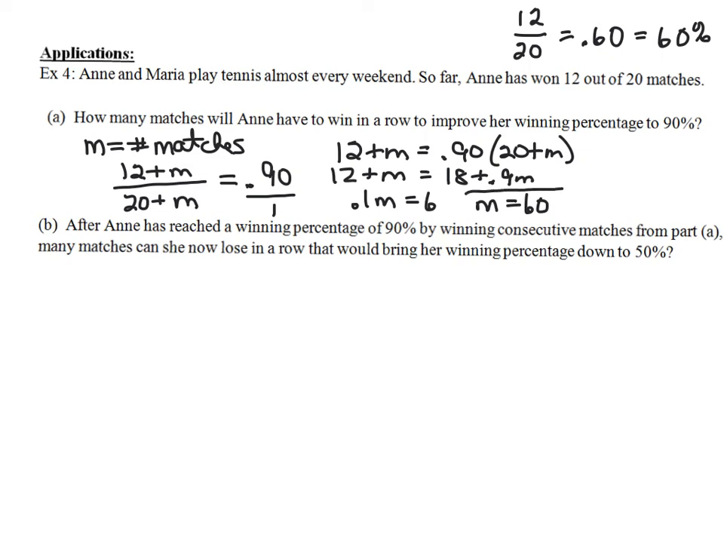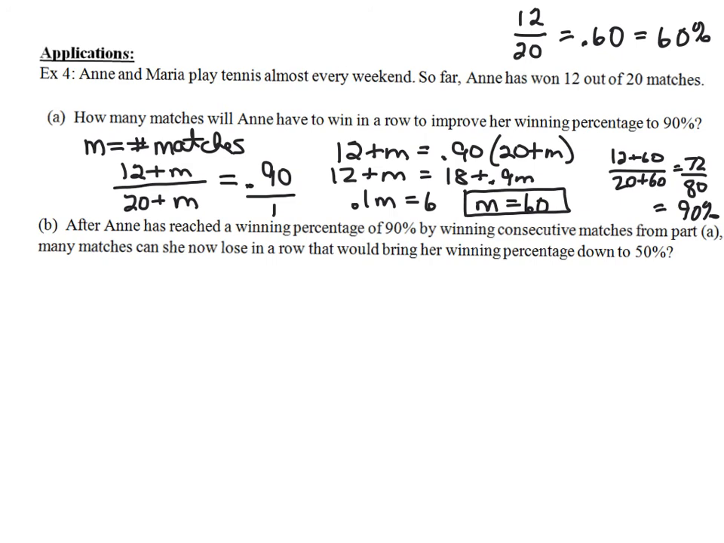So that's quite a few matches that they have to still keep playing. Let's check that work. 12 plus 60 over 20 plus 60. That would be 72 over 80. And if you convert that over to a percent, that is 90%. So we have found the number of matches Anne has to win.